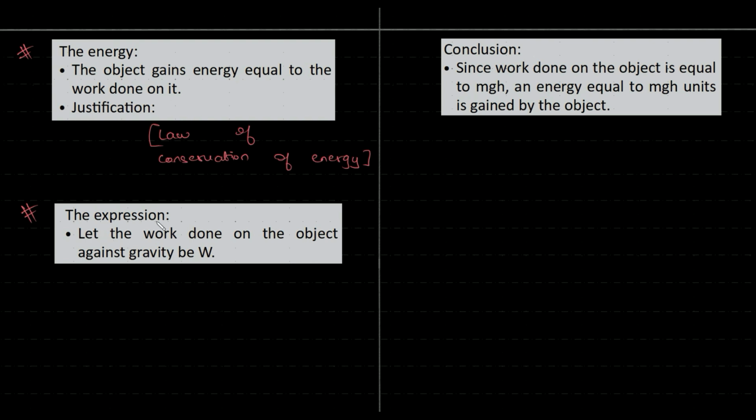Right. And now the expression. Let the work done on the object against gravity be W, which is equal to force into displacement. Force we just found out is mg and this is h, so mgh. And the conclusion is, since the work done on the object is equal to mgh, an energy equal to mgh units is gained by the object. That is, the gravitational potential energy is equal to mgh. That's your derivation. That's it.